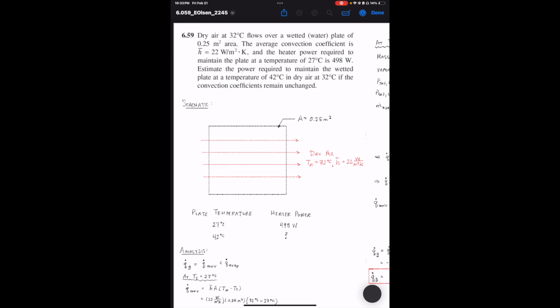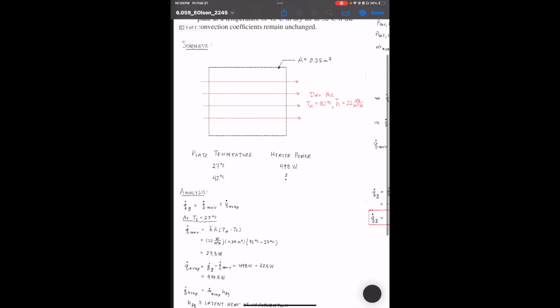So the problem statement says that we have dry air at 32 degrees Celsius flowing over a wetted plate of 0.25 square meter area, and that the average convection coefficient is 22 watts per meter squared Kelvin over that surface area. Since it's at a constant temperature, the heater power required to maintain that temperature of 27 degrees Celsius is 498 watts. We need to estimate the power required to maintain the wetted plate at a temperature of 42 degrees Celsius with dry air flowing over it at the same bulk temperature if the convection coefficients remain the same. So this is our schematic for the problem.